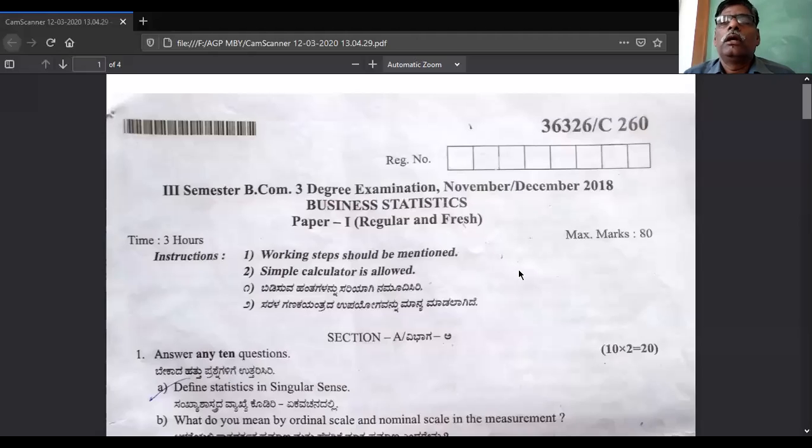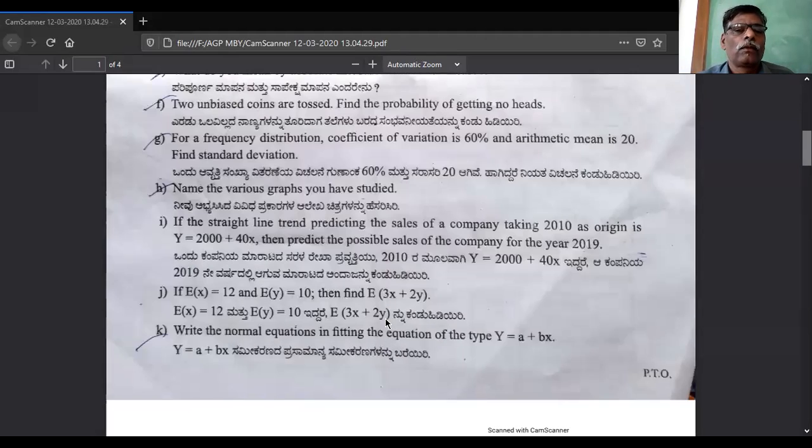Okay, today I'll take one example based on quartiles, deciles, and percentiles. The problem is based on discrete series. The question is from the BCom third semester 2018 December question paper. From this question paper, I collected the question.